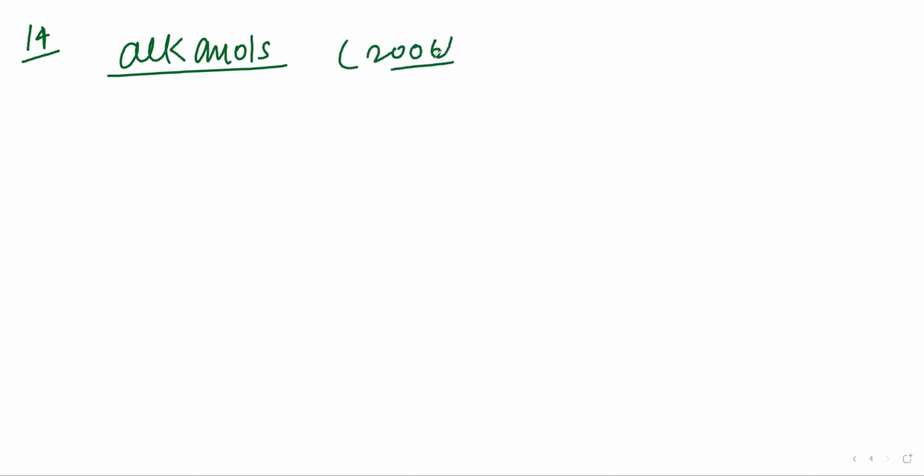Next question is very simple. It asks only about the molecular formula: the general molecular formula which represents the homologous series of alkanols. Asked in 2006. So the general formula will be CnH2n+2O. This will be the general formula for alcohol.